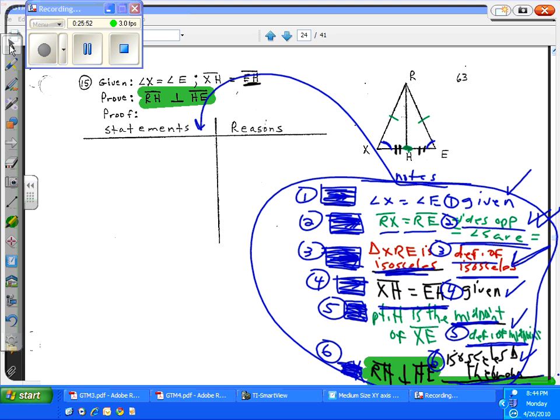Any questions on that? I hope you'll get better and better at proofs as we go. It's obvious you should know by now that to be good at proofs, you have to really be able to quote and understand the definitions, postulates, and theorems of this course.